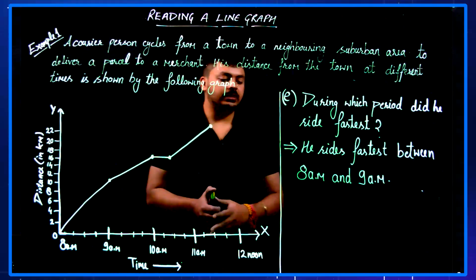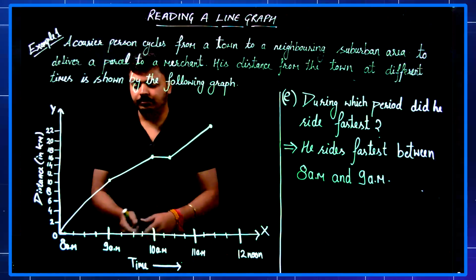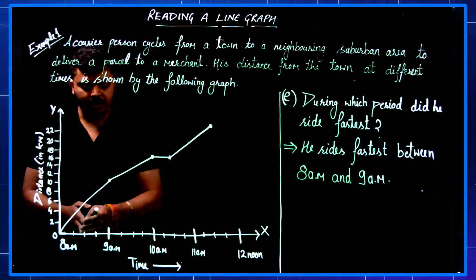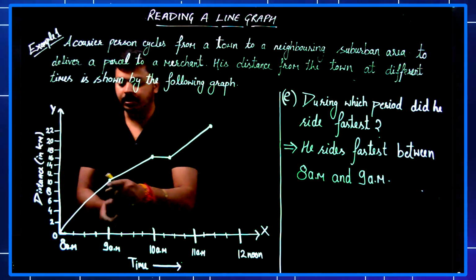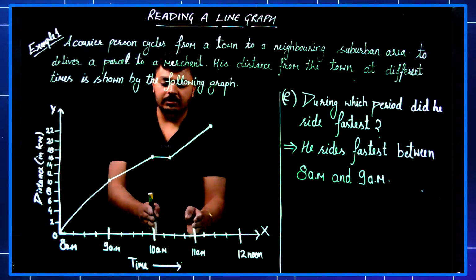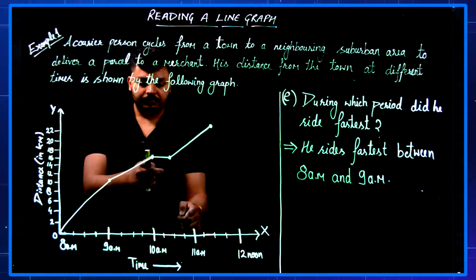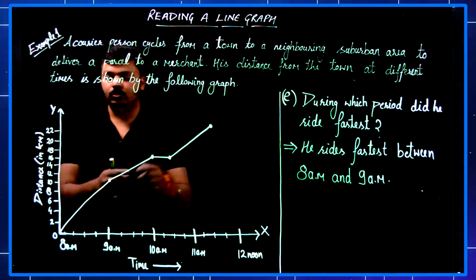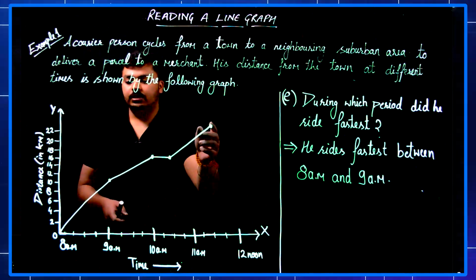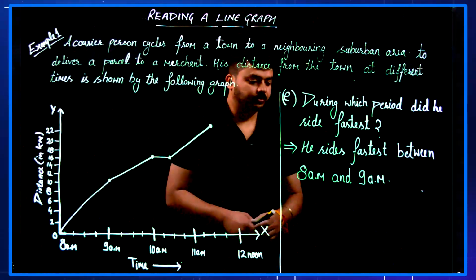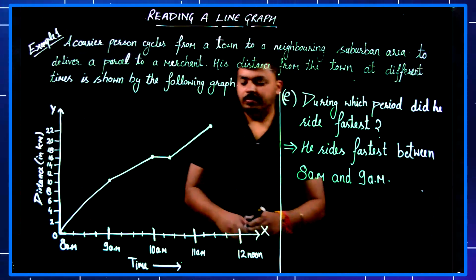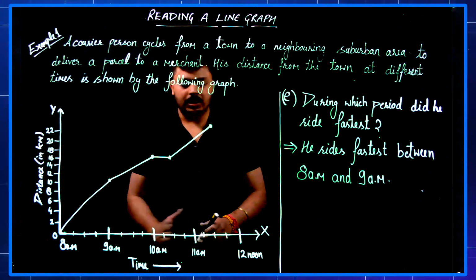As the maximum distance has been covered in this time interval compared to other time intervals: from 8 to 9 he has covered 10 kilometers, while from 9 to 10 he has covered from 10 to 16, that is 6 kilometers, and from 10 to 11 from 16 to approximately 18, and from 11 to 12 approximately 4 kilometers, from 11 to 11:30 that too. So the maximum distance is in the 8 am to 9 am time interval.